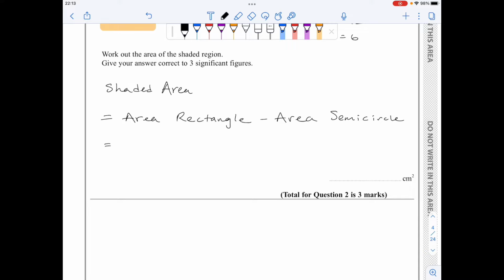Hence, the area of the rectangle is 6 by 12, minus half pi 6 squared for the area of the semicircle. This will give me 72 minus 18 pi, which is 15.5 centimeters squared.